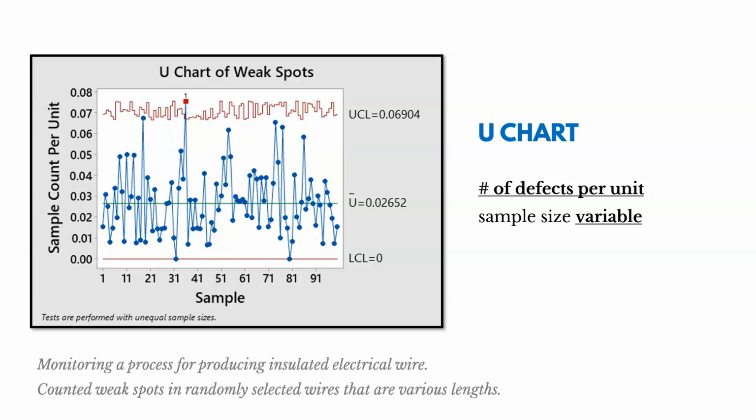So in this example with the U chart, we're monitoring a process for producing insulated electrical wire, and we counted weak spots in randomly selected wires that are various lengths. So we had these randomly selected wires that were a variety of lengths. We've got this variable sample size, and so we're looking at the number of defects per unit, not just the number of defects. We've got this variable sample size.